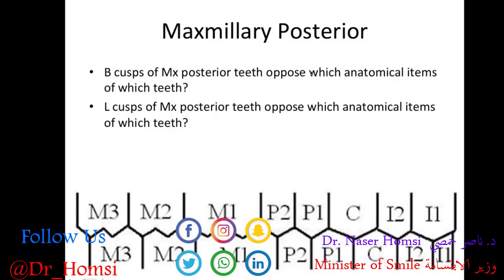Okay, maxillary posterior teeth. All right, I've got two questions here. Okay, so here's the posterior teeth. The buccal cusps of the maxillary posterior teeth oppose which anatomical items of which teeth? And then the lingual cusps of the maxillary posterior teeth oppose which anatomical items of which teeth? So pause it, figure that one out, and I'll move on to the next slide now.